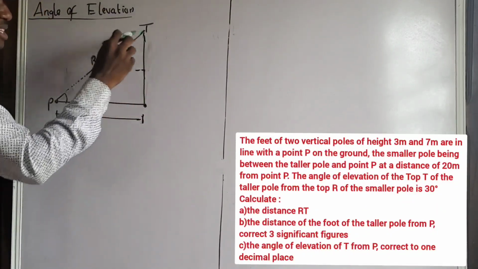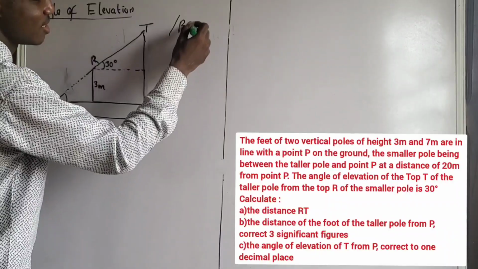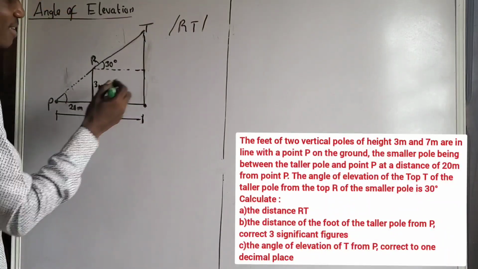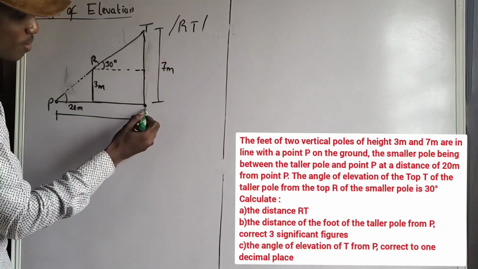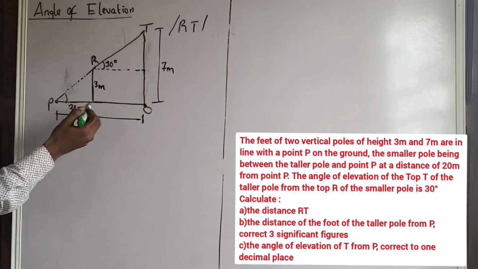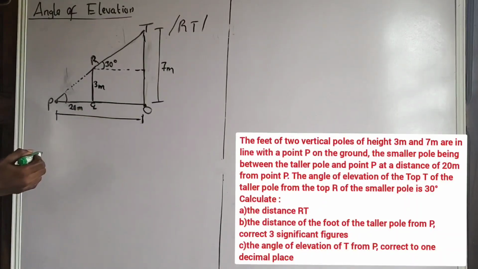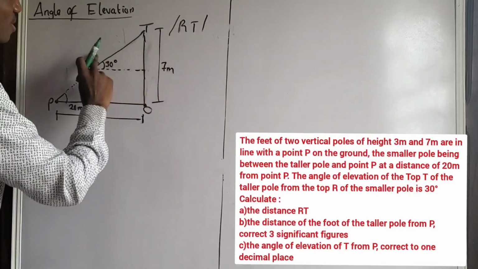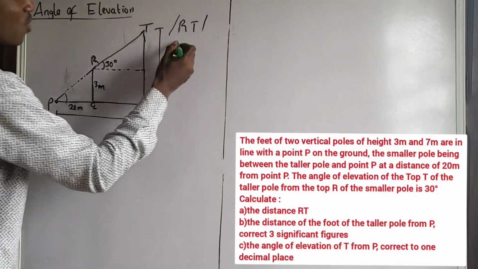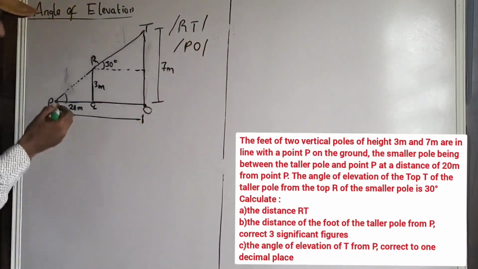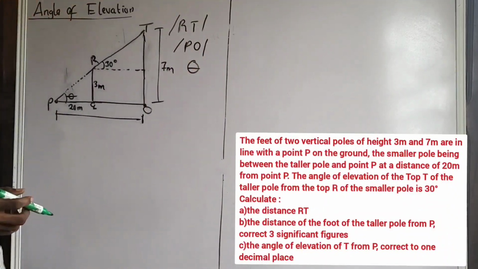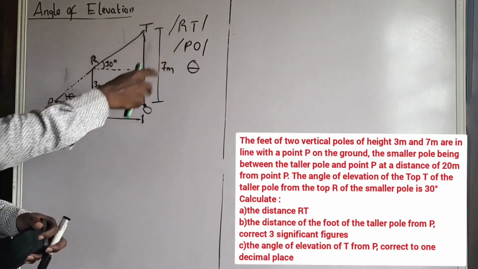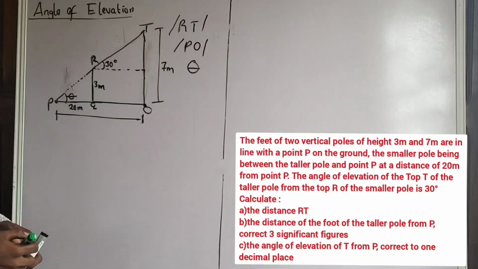We are asked to find line RT. Don't forget that this one is 7 meter, the distance T. Let's call this one point O. Let's call this point Q. So we are looking for line RT. We are also looking for line PO. Then we are also looking for angle theta. Let's call this angle theta. This is the theory. These are what we are asked to calculate. Now, please pay attention.